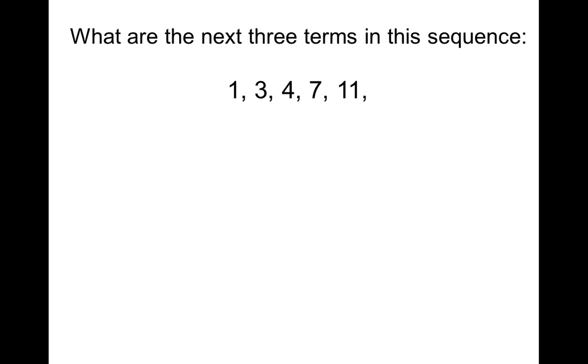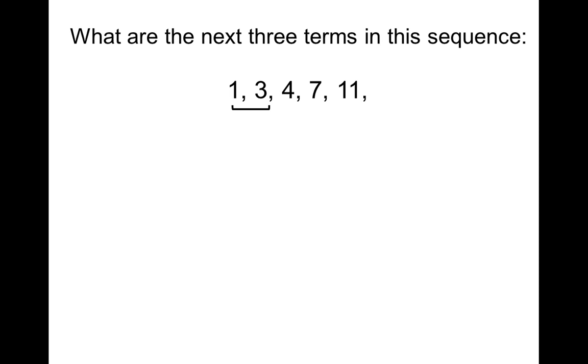So let's look at another sequence of numbers. We want to know the next 3 terms in this sequence. And if you look carefully, you'll see that it's not arithmetic because we're not adding the same number over and over to get from one number to the next in the sequence. And it's not geometric because we're not multiplying by the same number over and over. So the pattern is actually something a little more subtle than that.